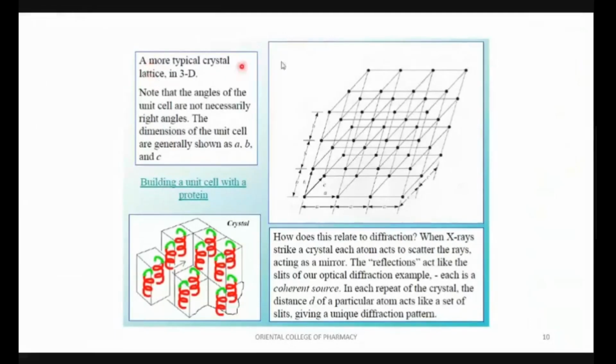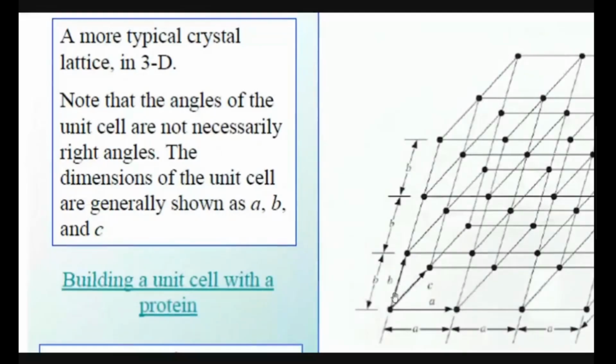A typical crystal in 3 dimensions looks something like this. Now what I want you to observe is only this part of the crystal. Okay, let's try to zoom into this. These dots are representing atoms. There are vectors drawn. The distance between these two atoms is labeled as A. Between these two atoms it is B, and between these two atoms it is C.